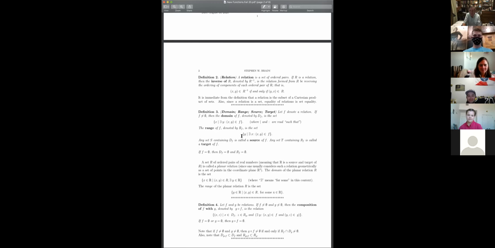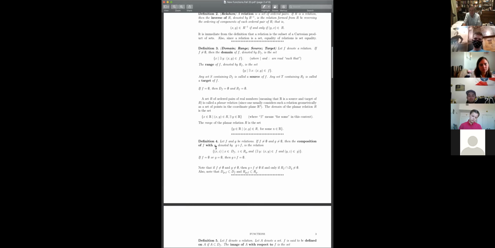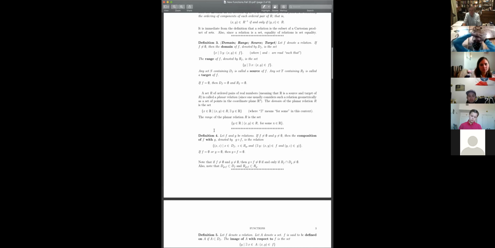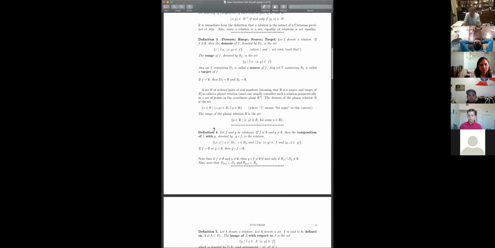Okay. The range is all the possible second things that are paired up. Now, any set containing the domain is called the source. Any set containing the range is called the target. And we don't have much time here, but what's in these notes is talking about relationships.